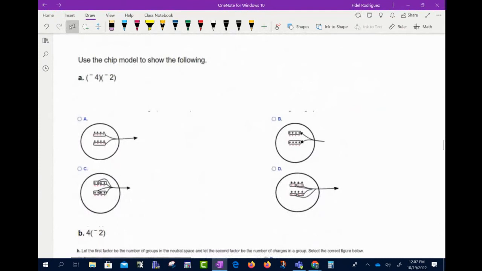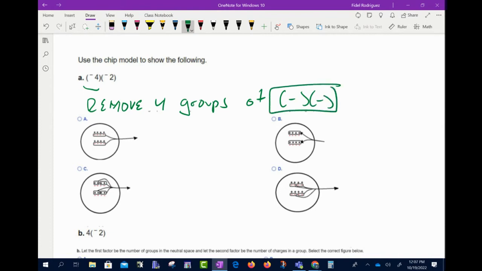So it says use the chip model to show the following. Negative 4 times negative 2. Just a reminder, y'all, what this part means is we're going to remove 4 groups of double negatives, okay? We're going to remove 4 groups of double negatives, okay?